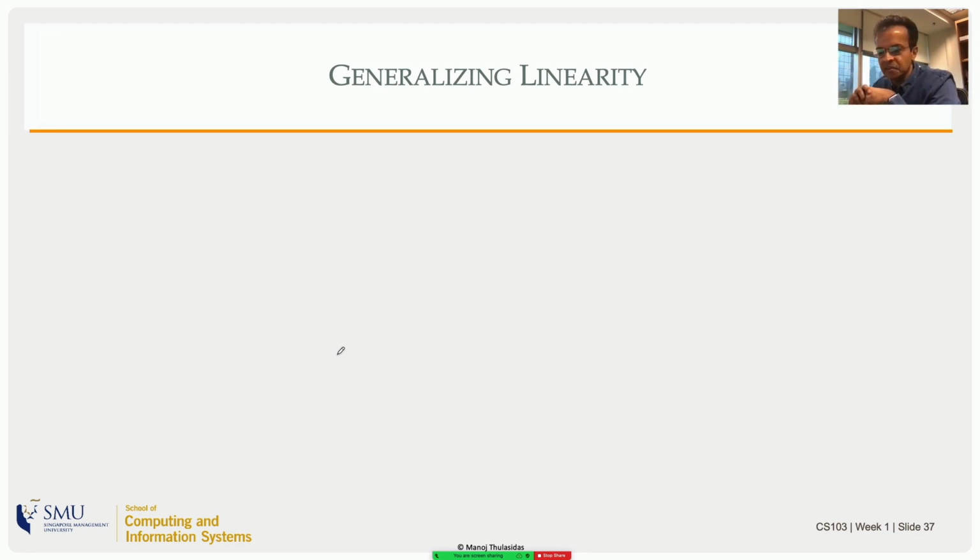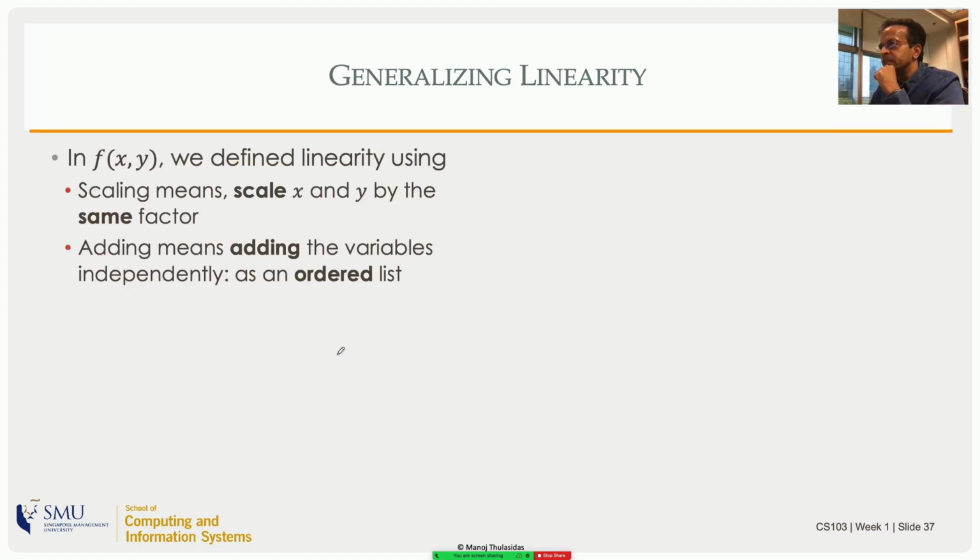Alright, so let's just generalize linearity. For f of (x, y), we define linearity using scaling, which means scale both x and y at the same time. Adding means if you have multiple pairs of x's and y's, then you add them at corresponding elements. Okay, so if I have two numbers, when I want to scale both of them at the same time by the same factor.